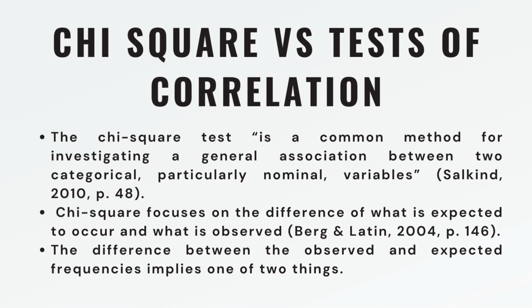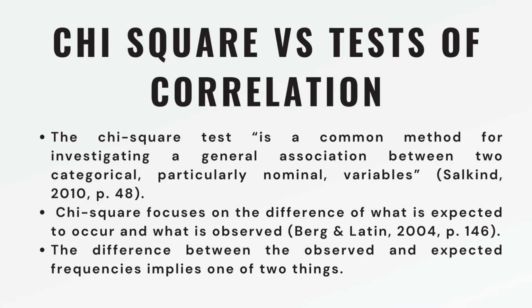The chi-square test for association measures associations between two categorical, particularly nominal variables. It is a common method for investigating a general association between two variables. For example, a chi-square test can be used to determine if there is a significant association between sex and U.S. political party. The various combinations would include male and female for sex and Democrat and Republican for the political party.